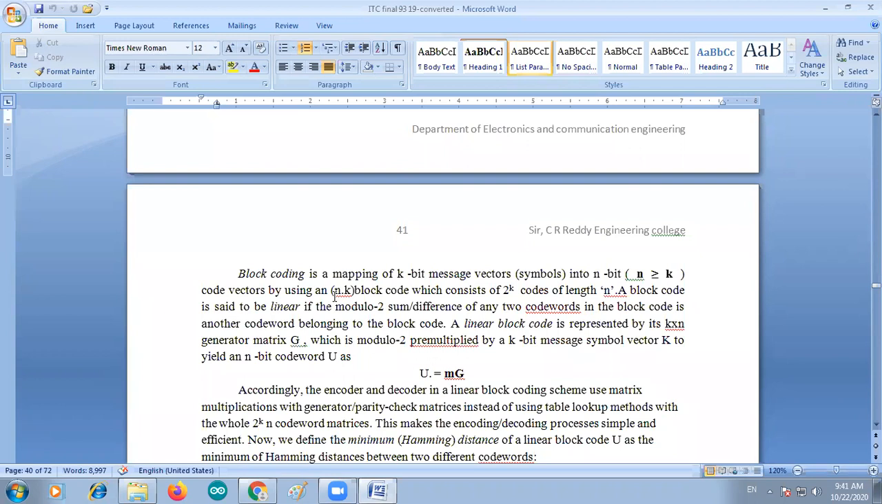Now, if p is 4, how many parity vectors are there? Put the power of 4: 2 to the power of 4, 16 parity vectors are there. Okay. Now here n, k, and p are the three parameters.